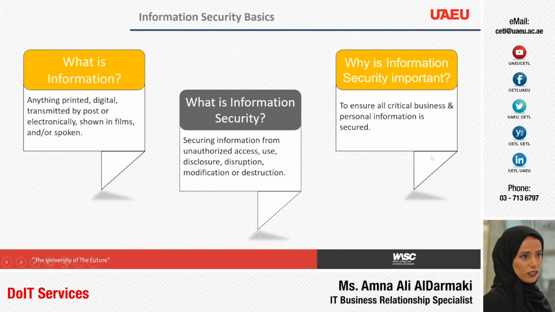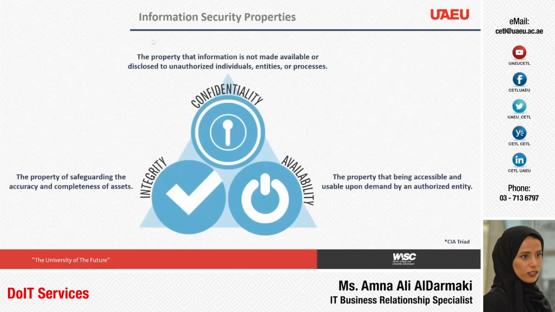Why is it important to know about information security? Because as we are working in the university, we have a lot of critical business and personal information that must be secured. That's why it is important for us to have such knowledge. So what are the properties of information security that we follow in the DoIT? It follows three properties: confidentiality, availability, and integrity.